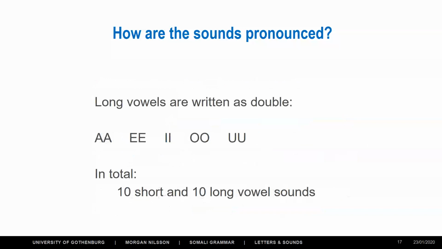Somali also has long vowels. So each and every of these 10 vowel sounds may be pronounced as a short vowel or as a long vowel. If it's long, it's written with a double letter. So altogether, we have 10 short vowel sounds and 10 long vowel sounds, which makes it possible to distinguish between 20 different vowel sounds in Somali, which is quite a lot and a bit exceptional compared to most other languages in the world.